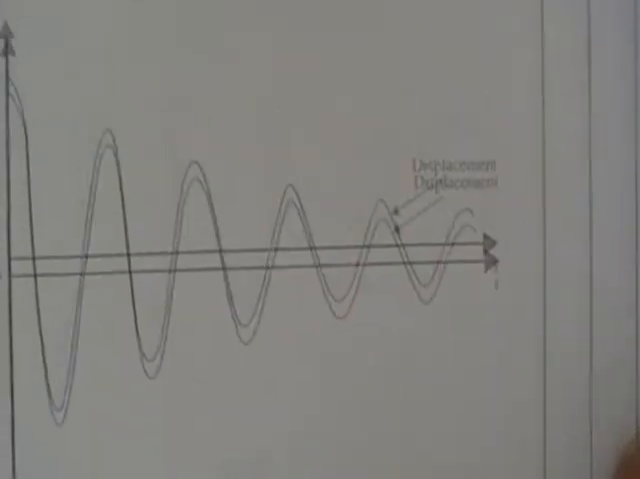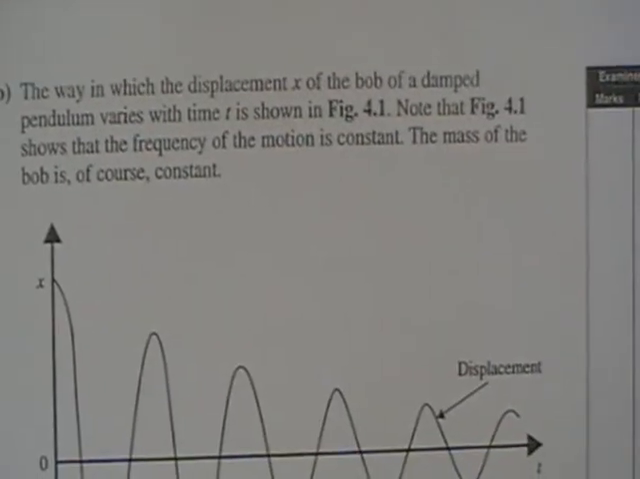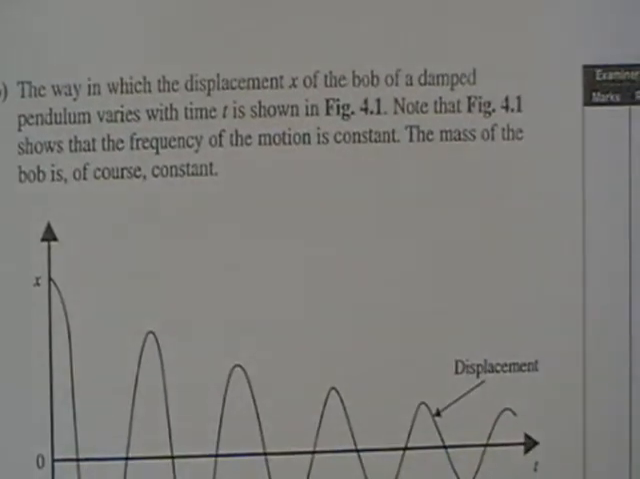So the next part of the question, the way in which the displacement x of a body of a damped pendulum varies with time t is shown in figure 4.1. Note that figure 4.1 shows the frequency of the motion is constant, i.e. that the time period stays the same. The mass of the bob is constant.